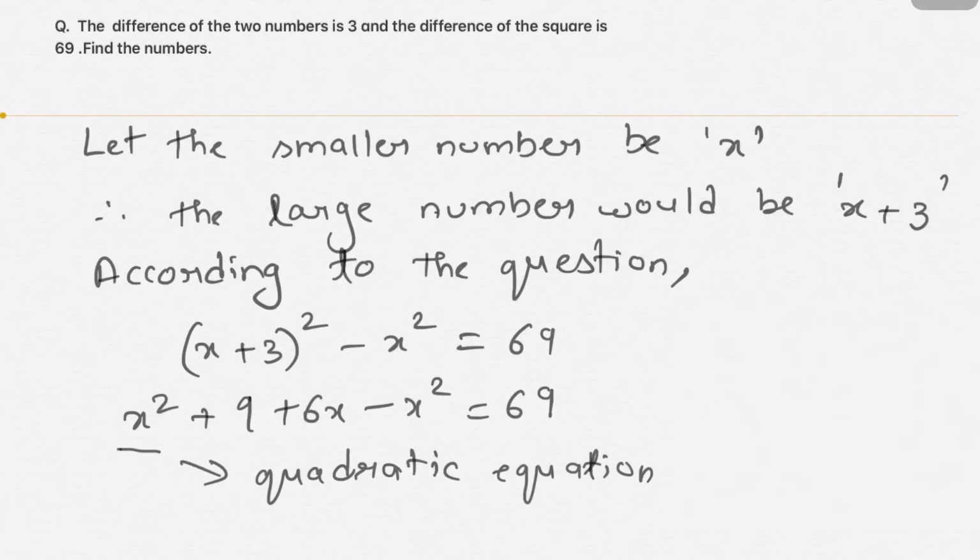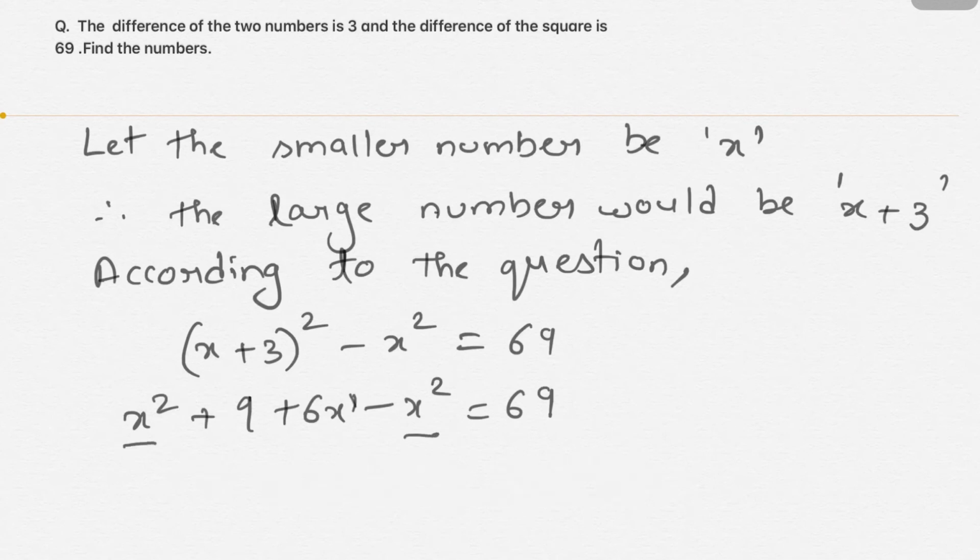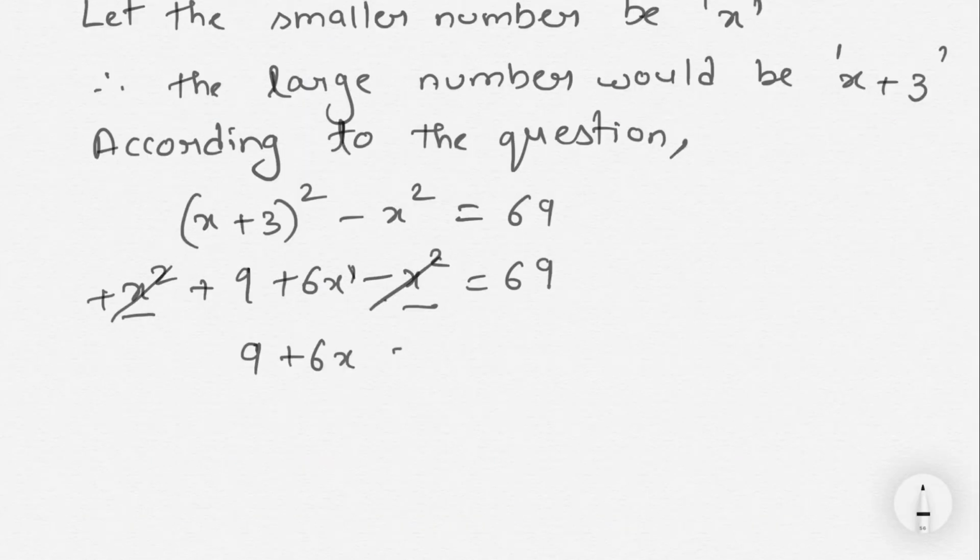If the highest power of the equation is square, it is called a quadratic equation, but currently we are dealing with a simple linear equation, where the highest power of the variable would be 1. Here x square has a plus sign and the other x square has a minus sign. The same things with opposite signs get cancelled. Suppose you have 10 rupees and those 10 rupees are taken away from you, you are left with 0 rupees. Similarly these two get cancelled. So 9 plus 6x is equal to 69.